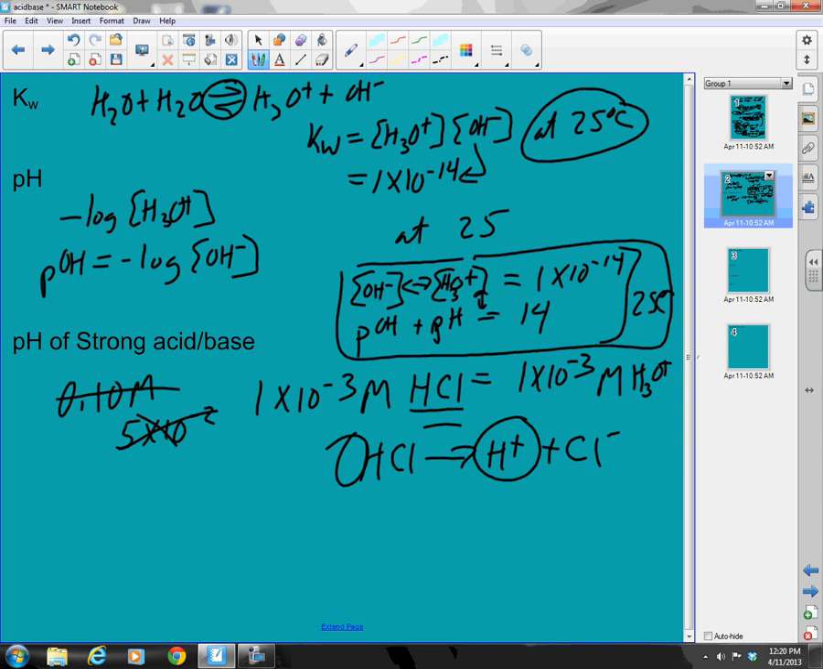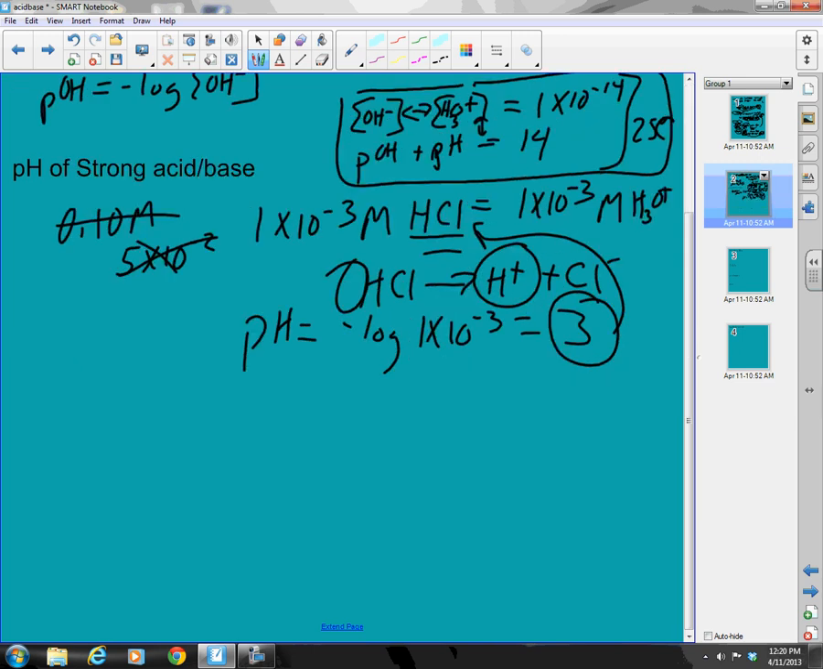Good. And then how do I get the pH out of that? Well, pH is simply the negative log. And what's the negative log of 1 times 10 to the minus third? Well, it is 3. Cool. So the pH of this solution is 3. Now, you might ask yourself, what's the pOH then? Well, then pOH is equal to 14 minus 3, which is 11.